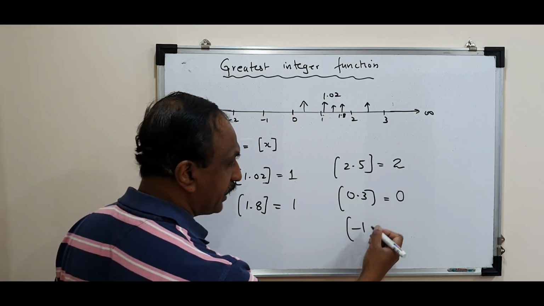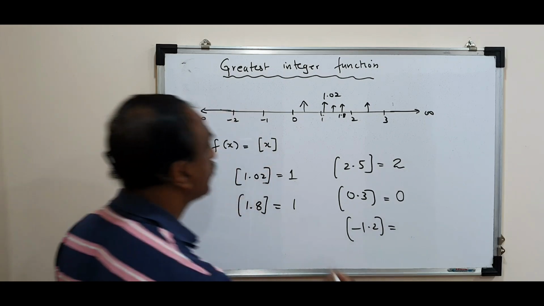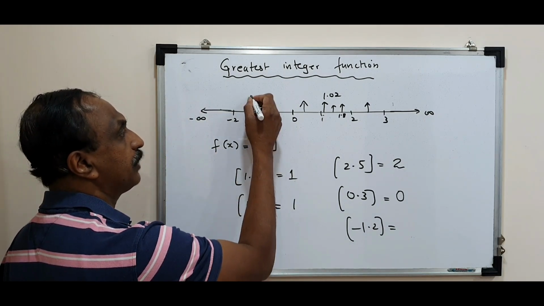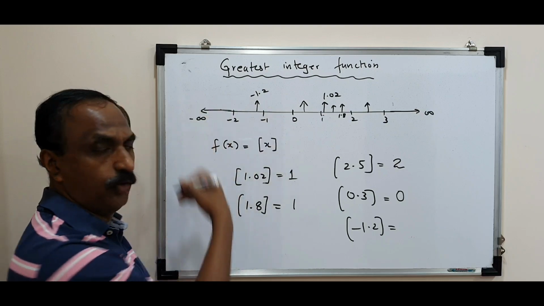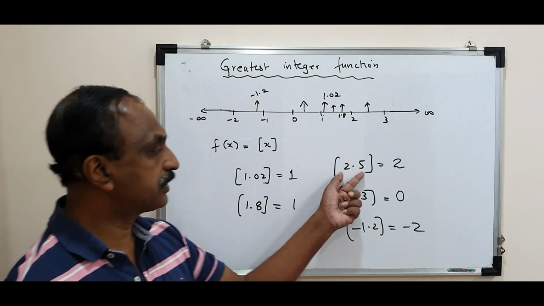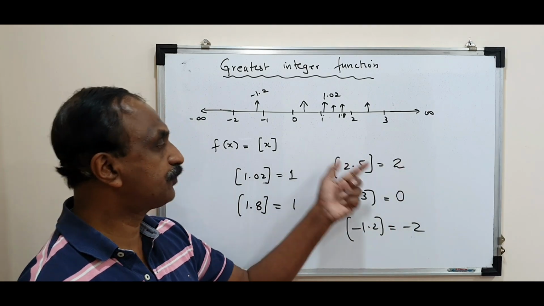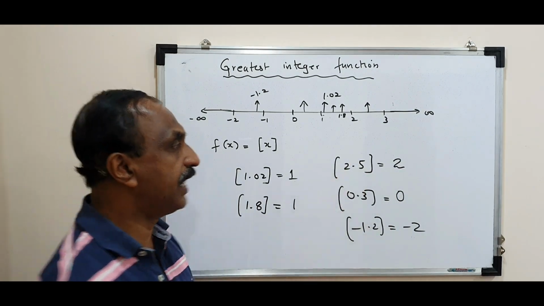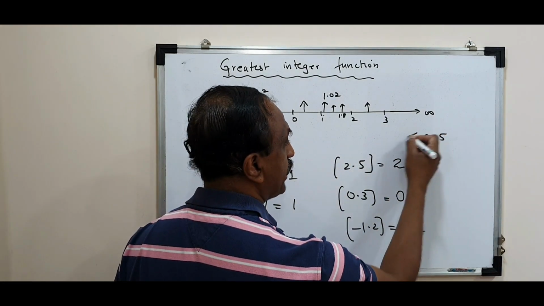Greatest integer of minus 1.2. Where does minus 1.2 come? Minus 1.2 comes over here. So what is the lower integer? Minus 2. So for the greatest integer, first find out which two integers 2.5 lies between.